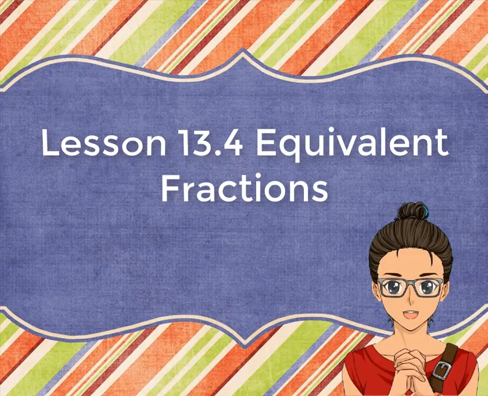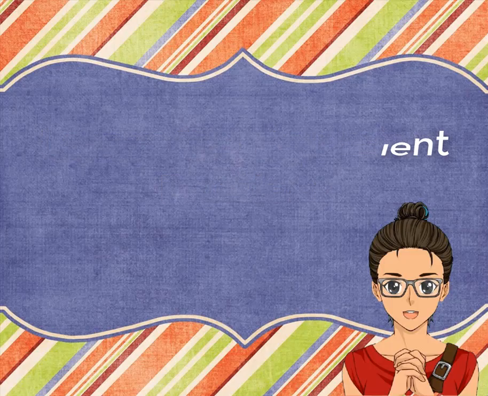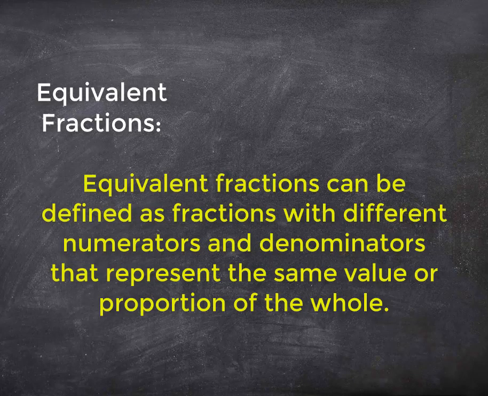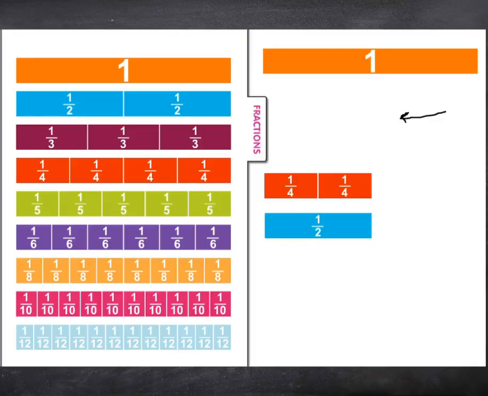Equivalent fractions first. What is an equivalent fraction? In math, an equivalent fraction can be defined as a fraction with different numerators and denominators that represents the same value or proportion of a whole. Or, these fractions look different but have the same value. We have some examples here.